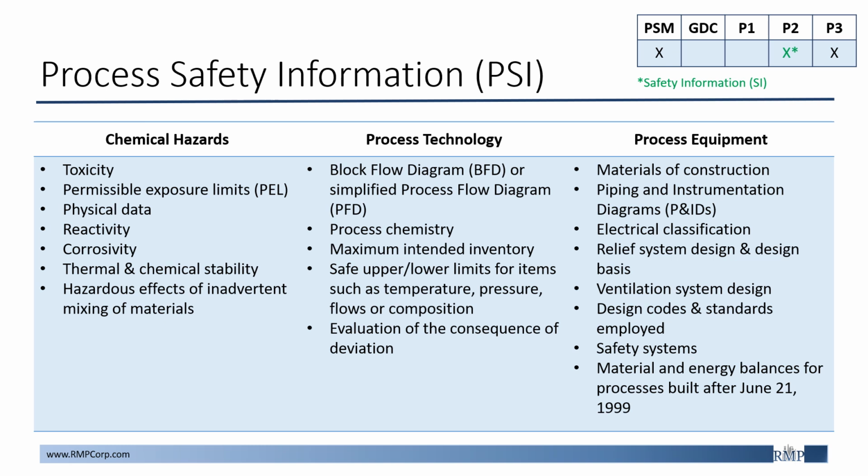Lastly, for process equipment, you should include materials of construction for the equipment, your piping and instrumentation diagrams, or P&IDs, electrical classification, relief system design and design basis, ventilation system design, design codes and standards employed, your safety systems, and lastly, material and energy balances, specifically for processes built after June 21st, 1999.